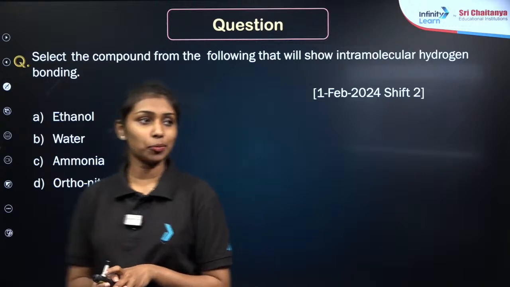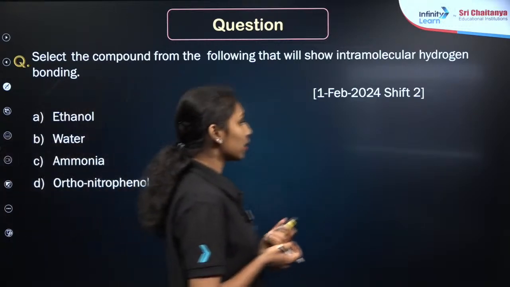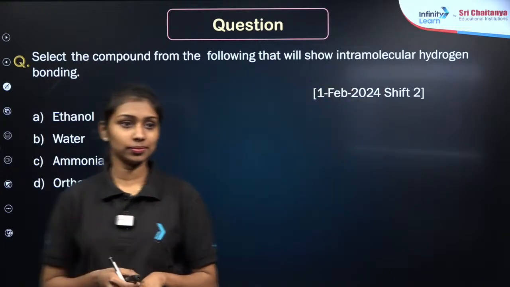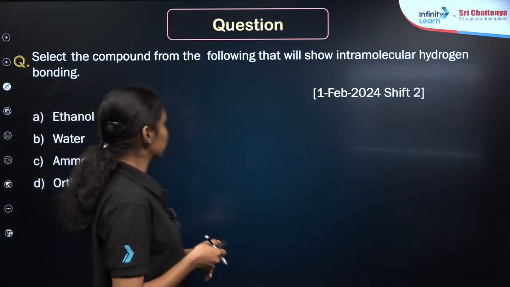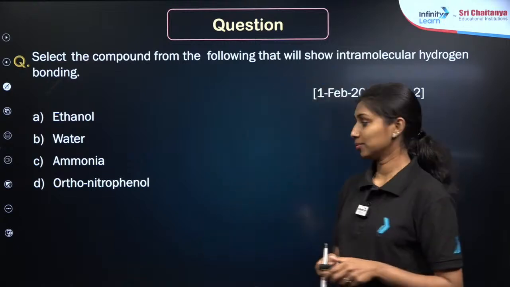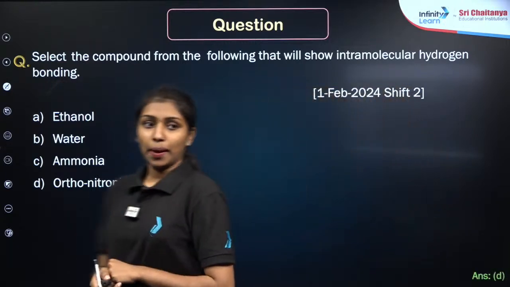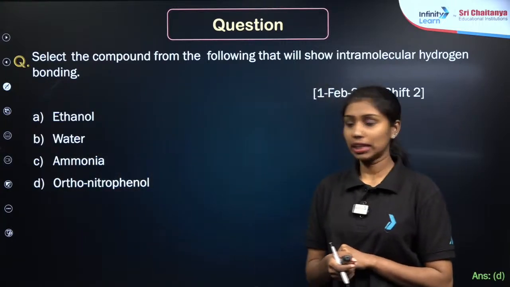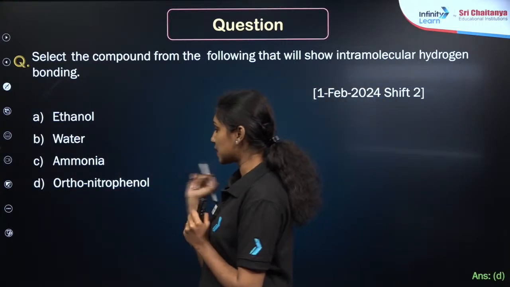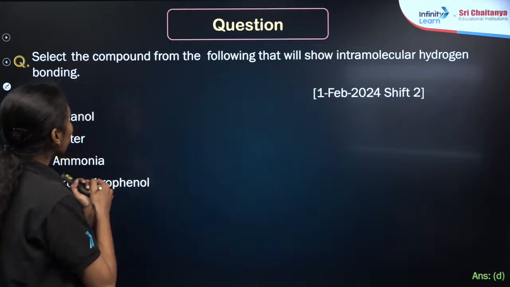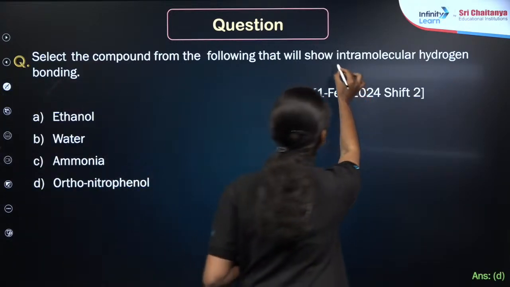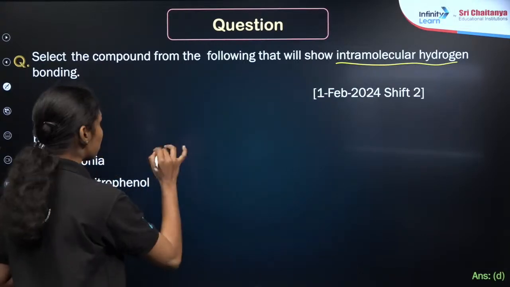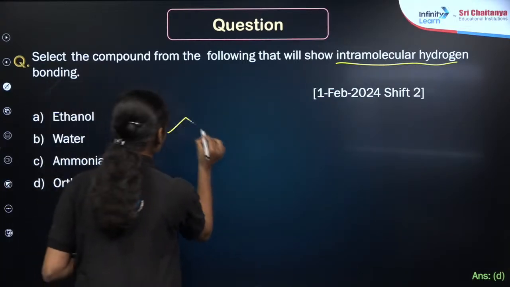Yes, Farhan, option D. What about the others? Is there any other option? Yes, Farhan, you are right. Orthonitrophenol is the correct answer. The question asks which one has intramolecular hydrogen bonding, not intermolecular hydrogen bonding, right? Intramolecular means within the molecule. So we are taking the example here.